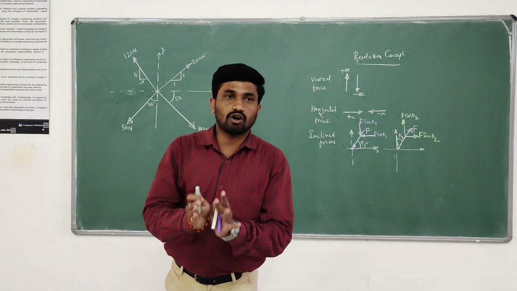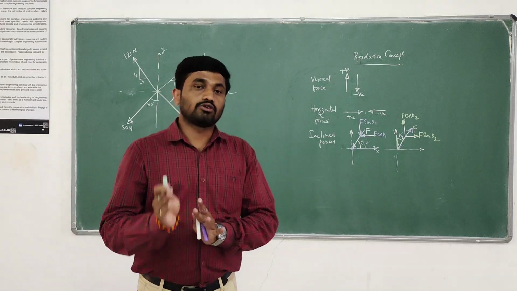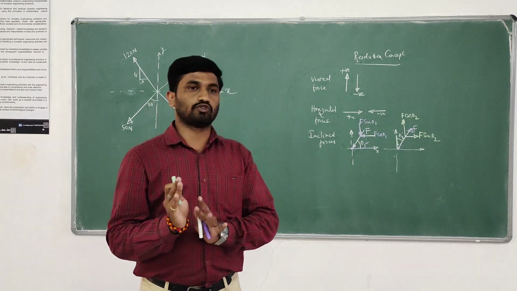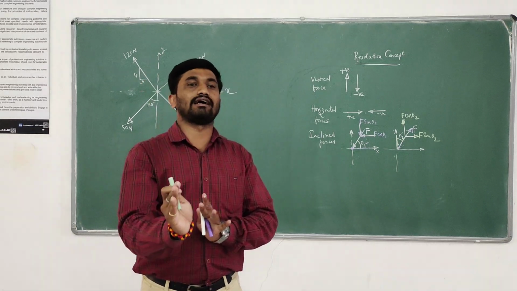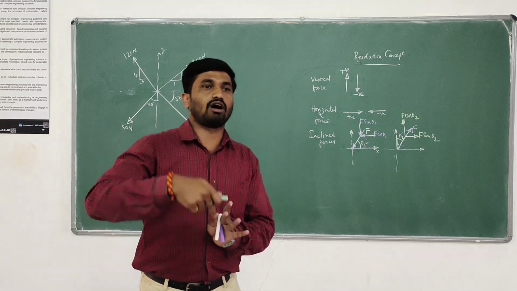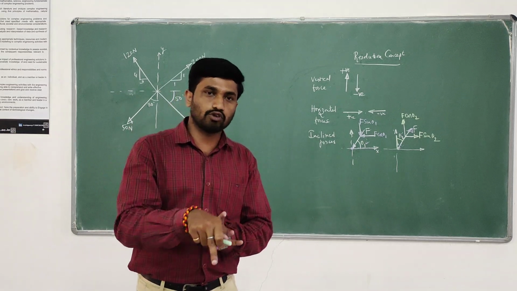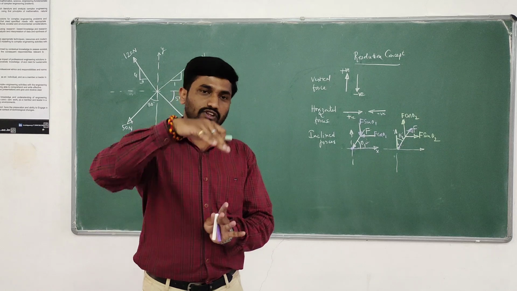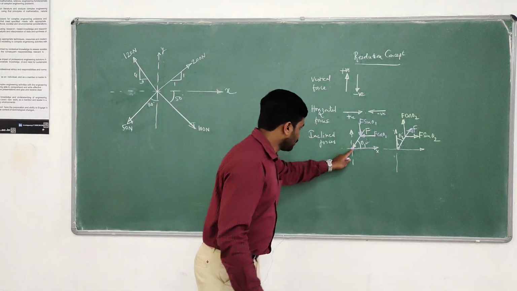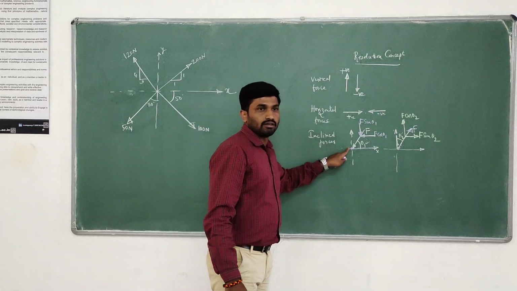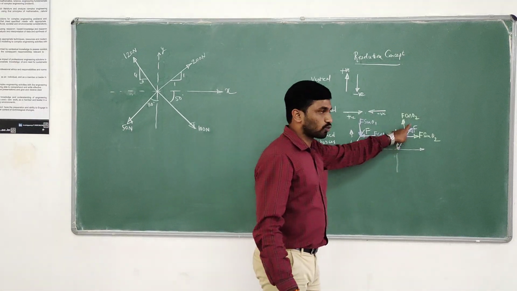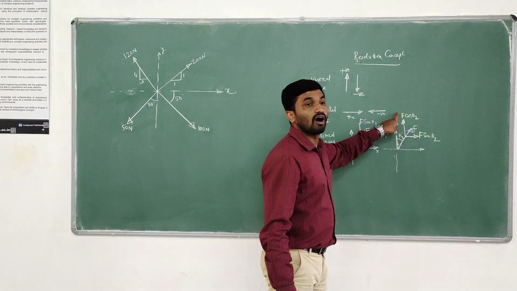So when you are resolving an inclined force, two things play a major role. One is the direction of the force, another is the inclination of the angle. Direction of the force, two possibilities: towards the joint or away from the joint. Inclination of the force, two possibilities: with respect to the x-axis or with respect to the y-axis. So here the two directions are inward. Here the two directions are outward.